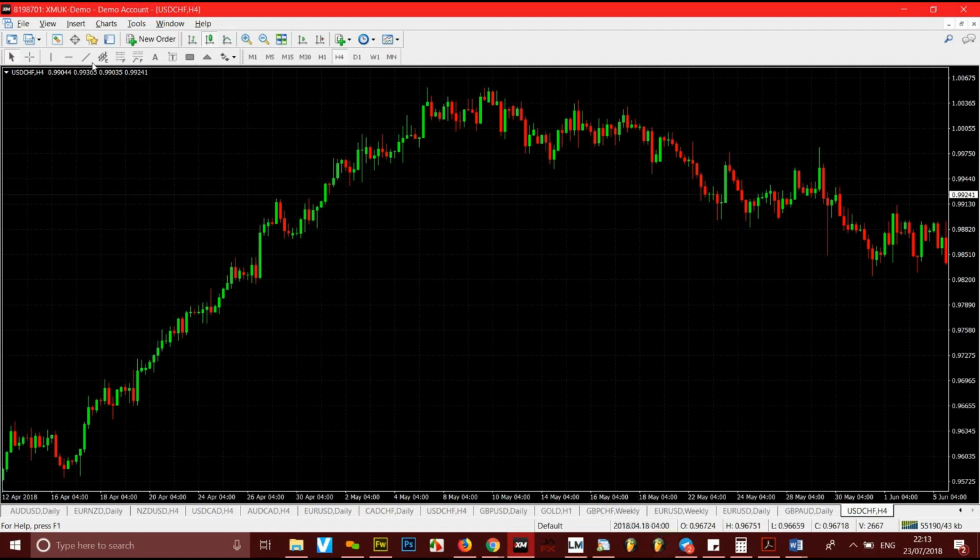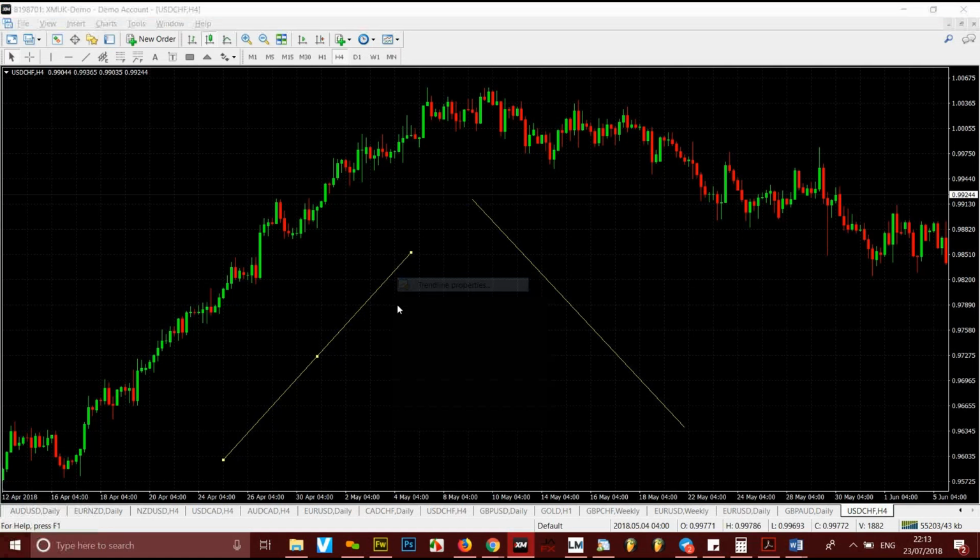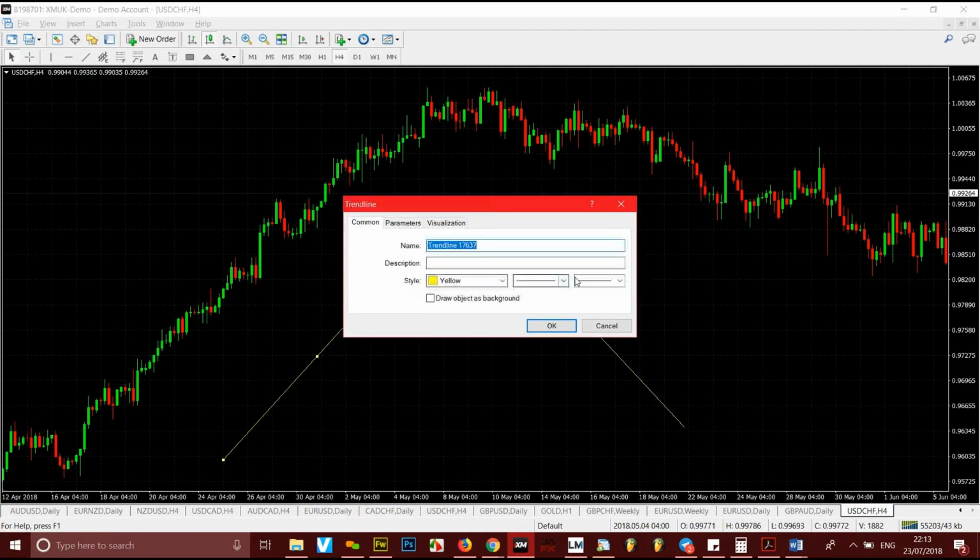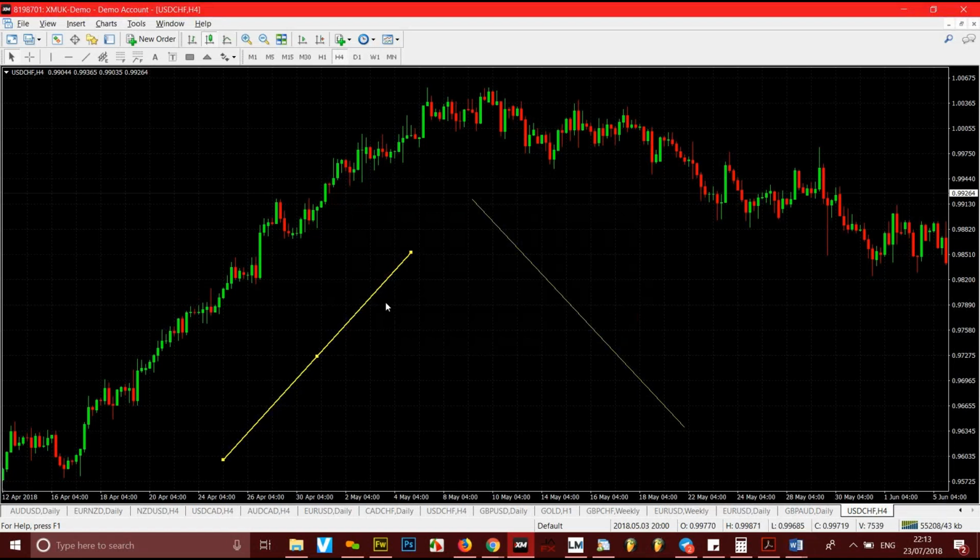Now, for you to begin drawing a harmonic pattern, you need to see something like this or something like this. We treated this last week when we did Gartley, so you can catch the Gartley video. I think I should thicken this to make it much more pronounced. So this is what you're looking for in the market.